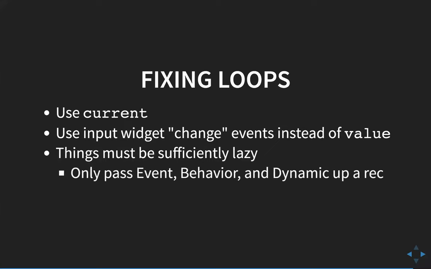So if you have to pass things up a rec, only pass event, behavior, and dynamic. Do not pass a tuple of dynamic and dynamic, because the tuple is probably not lazy enough. I actually had a situation where I added the tilde, Haskell's laziness annotation, and that solved my event loop. And you just don't have to worry about that at all if you only pass dynamics, events, and behaviors, because Ryan has gone to great, great lengths to make sure that those are lazy enough. Don't pass a tuple of event and events.